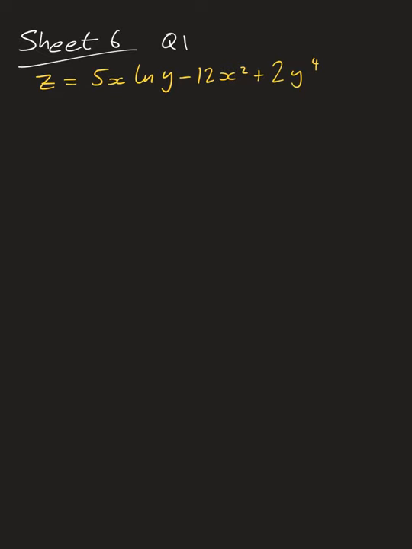I'm going to go through some examples of partial derivative questions of the type that might come up in exams. So this is exercise sheet 6 and question 1. We're given this function: z is 5x log y minus 12x squared plus 2y to the power of 4. So z here is a function of x and y, and we're asked for all of the first and second partial derivatives.